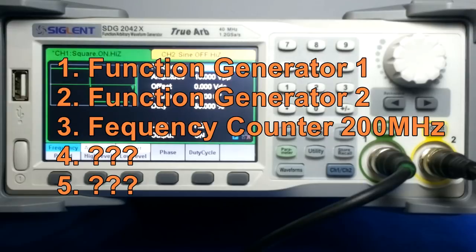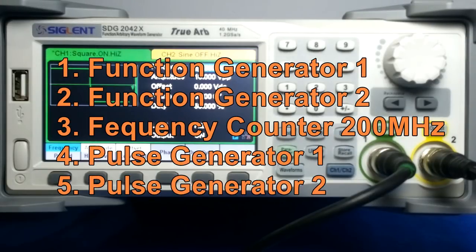Here is more interesting. We already said we have 2 function generators and 1 frequency counter, but also we have 2 pulse generators. So we have 5 equipments in one.